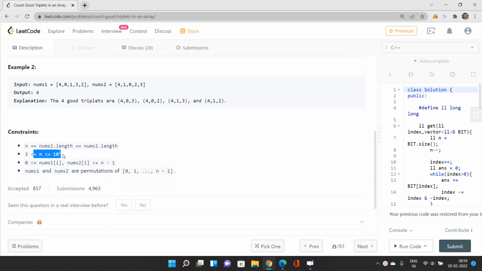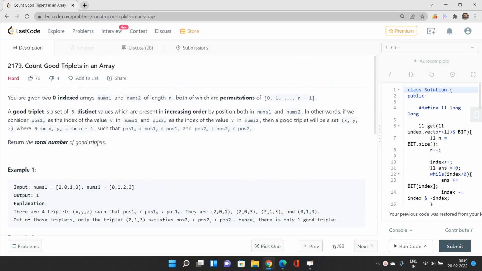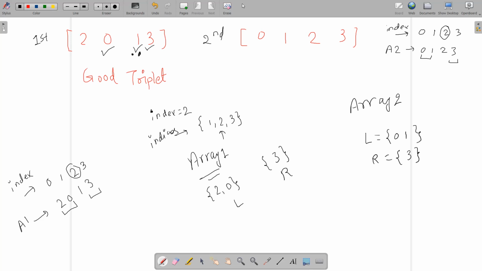So let's look over the constraints. N max is going to be around 10 raised to the power 5. So an n square solution will obviously fail. So in the best case, we would be looking for O of n into some log factor, logarithmic time, which would pass all the test cases efficiently. Okay, so let's look at the definition of the good triplet.